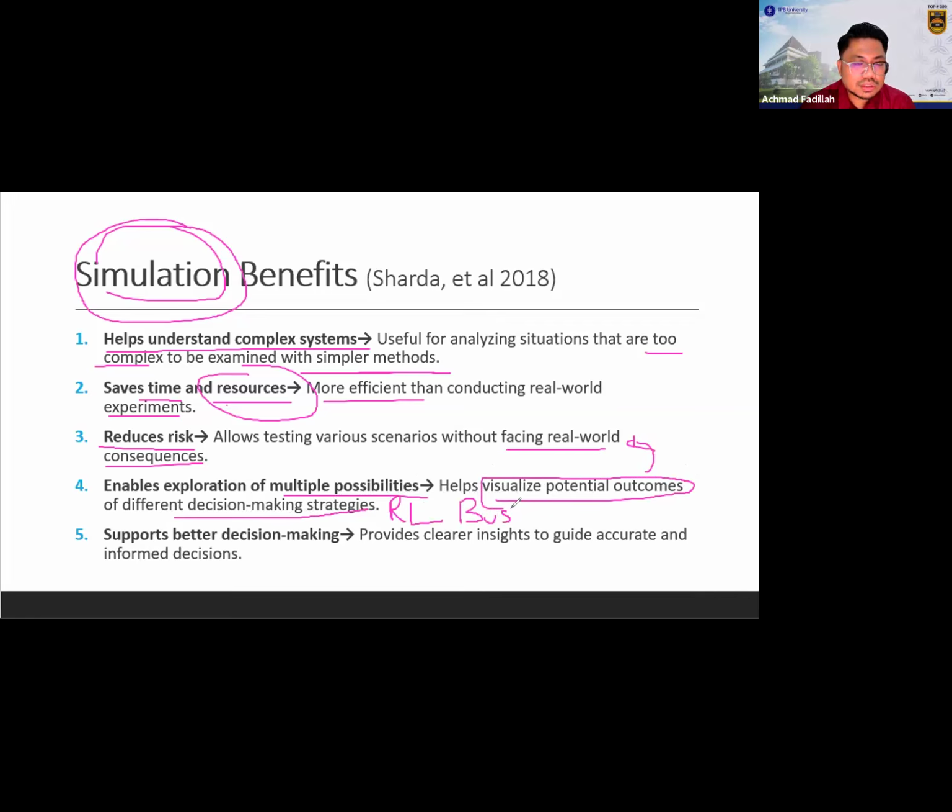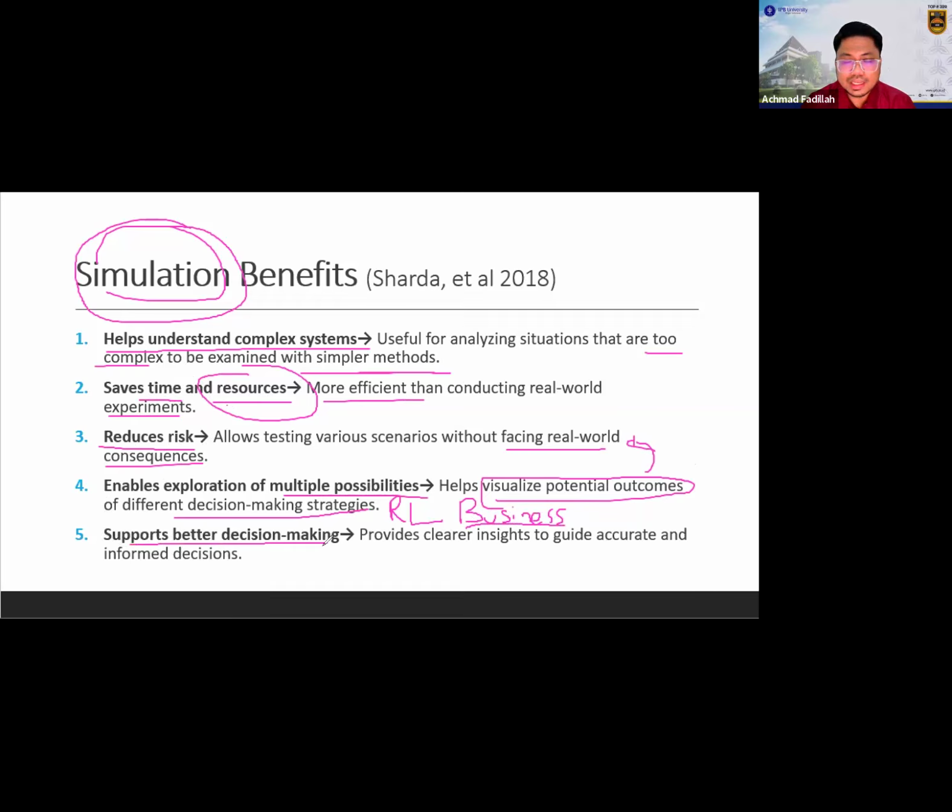Because business needs strategies that are complex, need many resources and time, and are also very risky. And then you expect to get the outcomes, we expect positive outcomes. And the ultimate goal or benefit of simulation is to support better decision making.